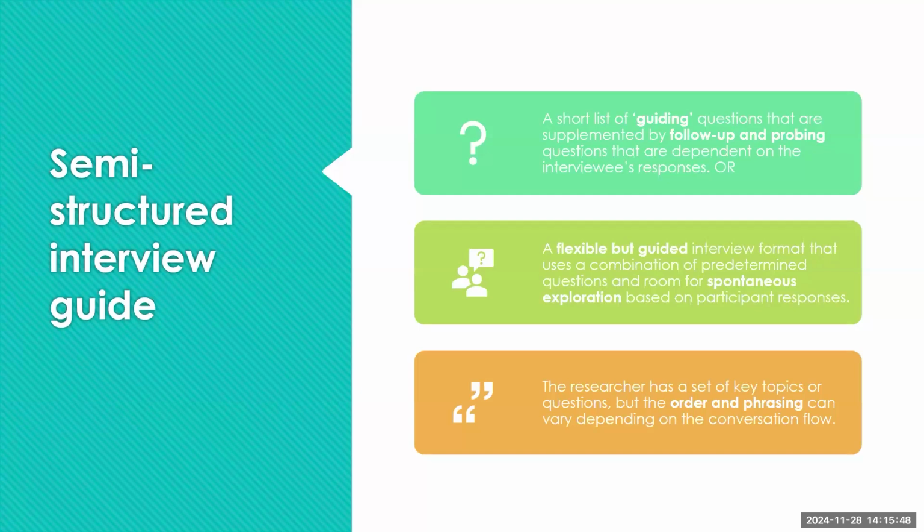So in this fashion, the researcher has a set of key topics or questions, but the order and phrasing can change depending on how the conversation is going. So this means that we don't necessarily just go with how the structure of the questions has been designed. It means that if the conversation is going and more things are coming out without the researcher asking, we allow that to happen. And then from there, we focus on things which were probably not mentioned or discussed. Hence the spontaneous exploration.